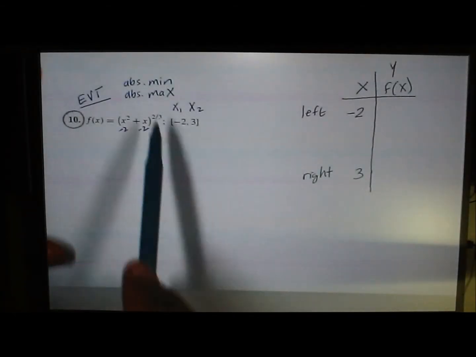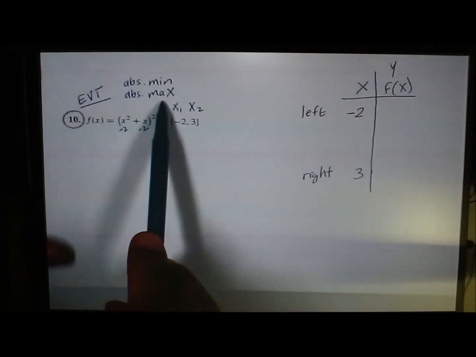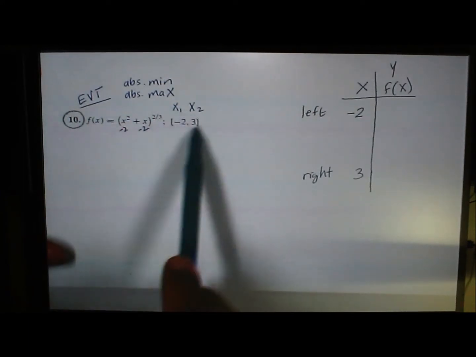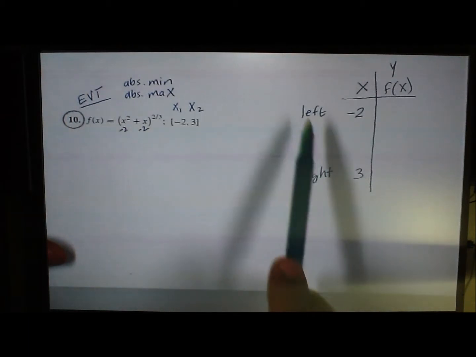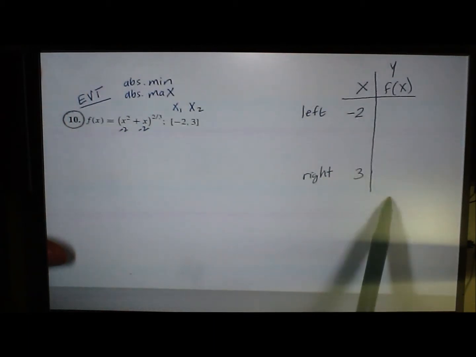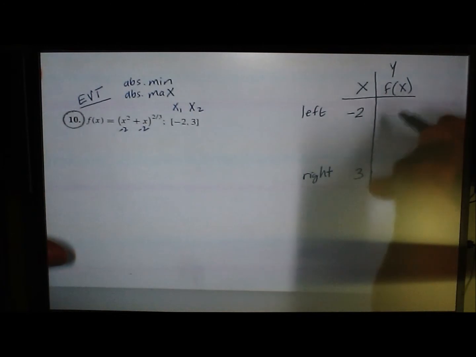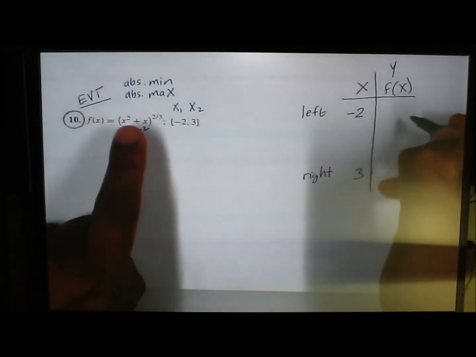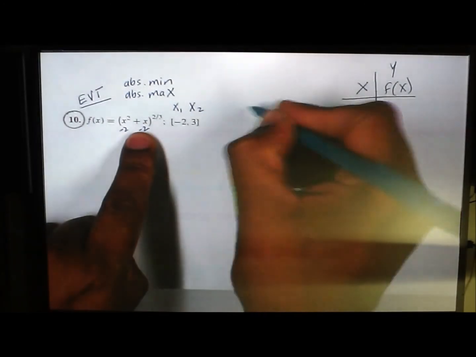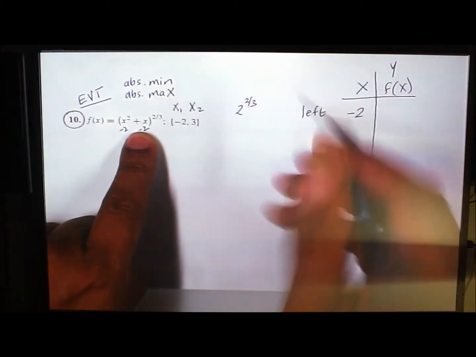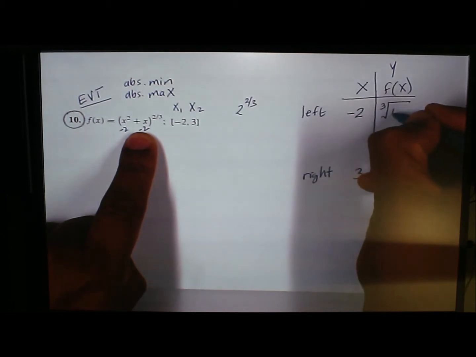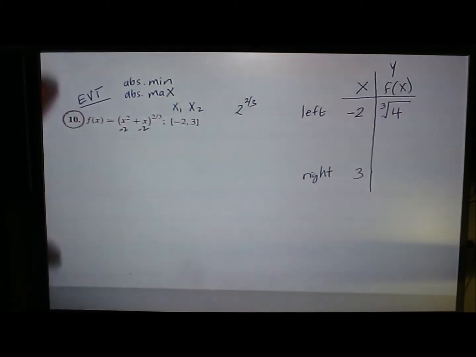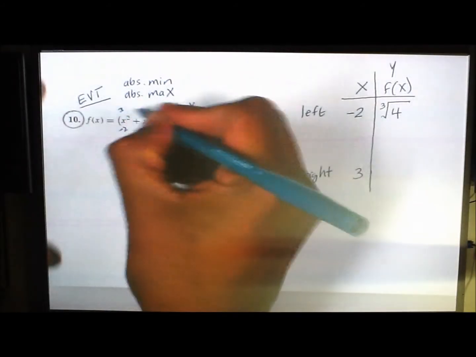Okay, so we're looking for the absolute minimum and absolute maximum value for this function on this interval. So I'm going to take the left x and the right x and figure out the left endpoint and the right endpoint. So I'm going to figure out the y values. When I plug -2 in, I get 2 to the 2/3, which can be written as the cube root of 2 squared, or the cube root of 4. Now I'm going to take 3 and plug it in.